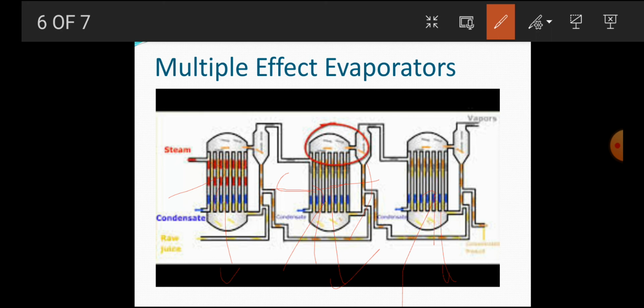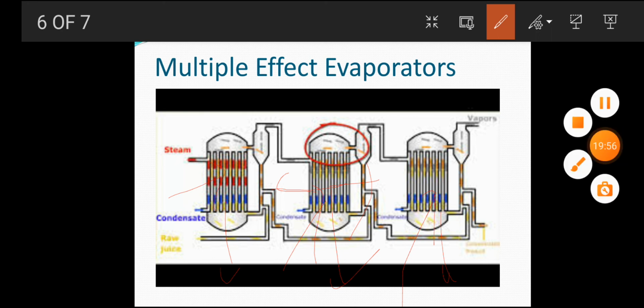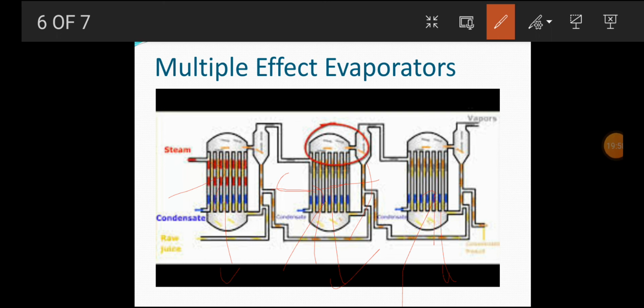So this ends the heat exchanger portion, in which there were only two topics, pinch analysis and multiple effect evaporators. In the next lecture we will see waste heat recovery, how we can recover the waste heat. After that, we'll see cogeneration, and after that, HVAC and refrigeration. Thank you very much.